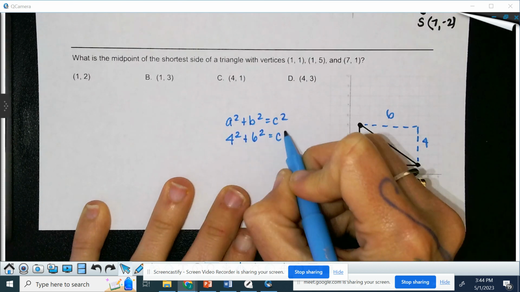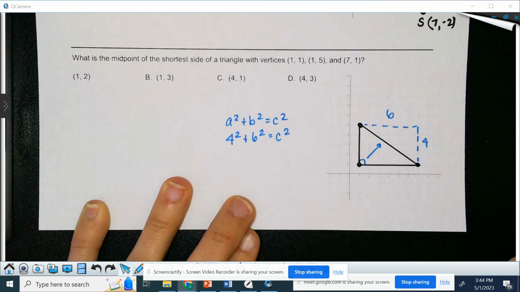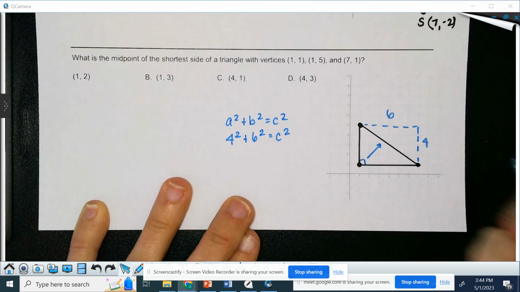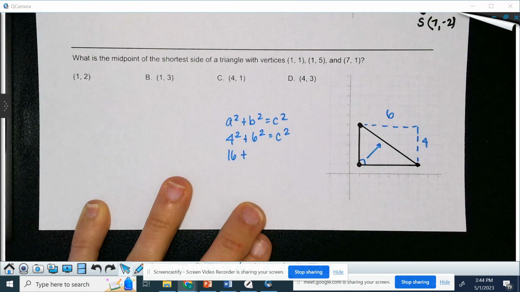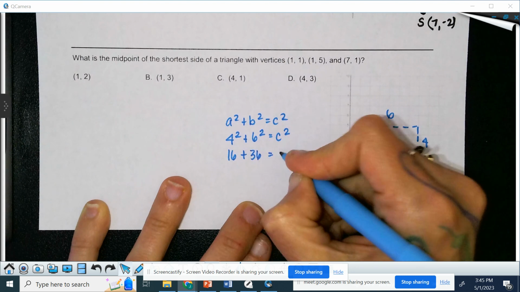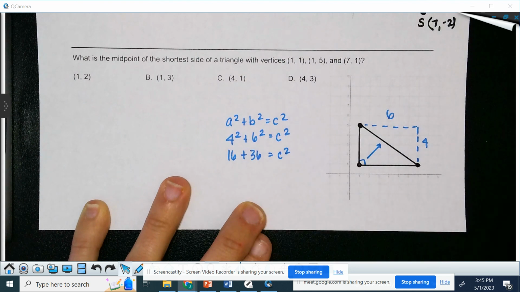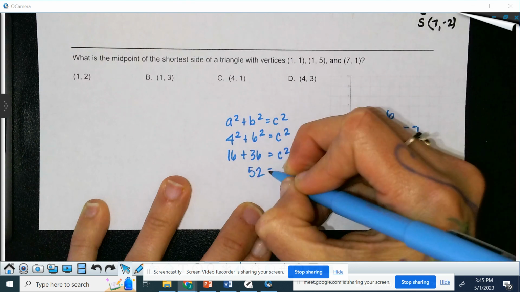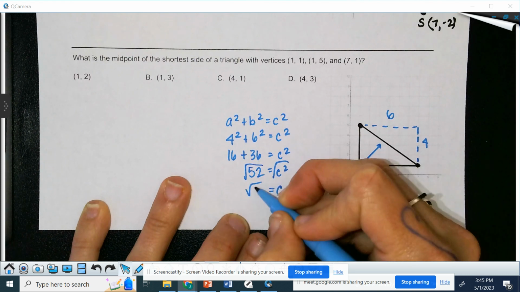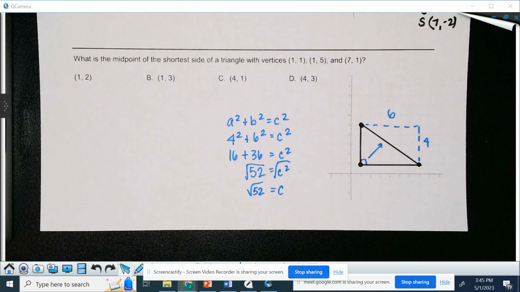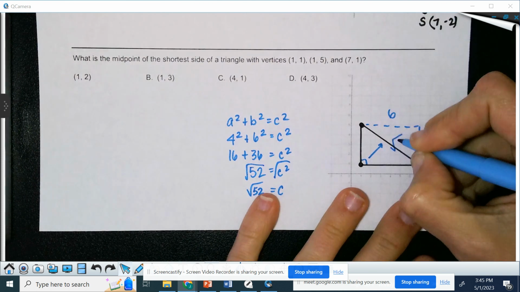What's 4 squared, guys? Good, 16. What's 6 squared? Lovely. Good job. C squared. So 16 plus 36 is going to give me what? Good. 52 equals c squared. That is the square root of 52 for the length, because c squared is not just that side. So square root of 52, we're going to leave it written that way just because that's an ugly decimal.